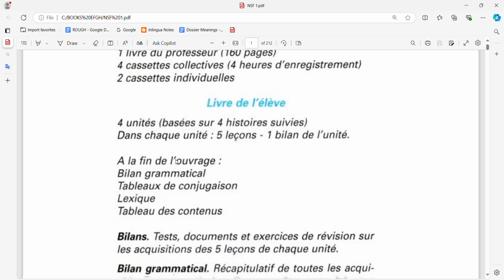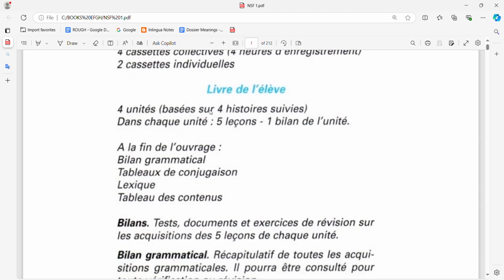Now we are going for the solution of the livre de l'élève. So let me explain. You will have 4 units in this book. In each unit we will have 5 lessons and one lesson to review the unit, the bilan de l'unité. It means we will have one lesson to review all the 5 lessons in every unit.